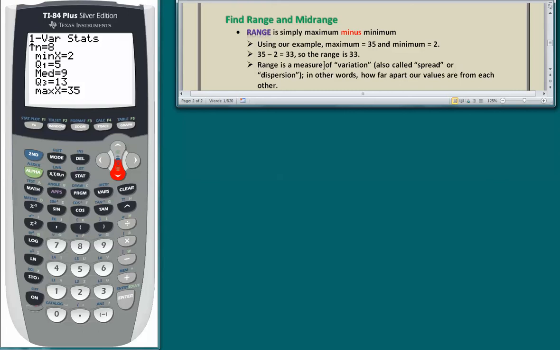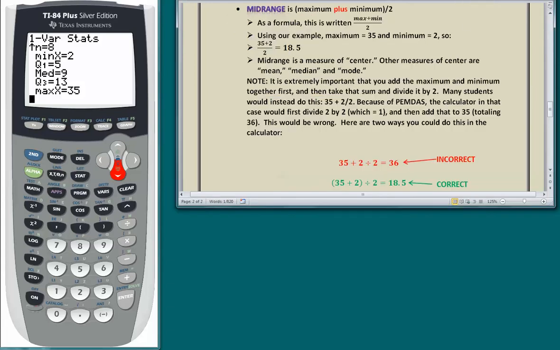Notice, range is a measure of variation, which is also called spread or dispersion. And those different words address how far apart our values are from each other. What about mid-range? Mid-range is, although it sounds similar, it's range and mid-range.